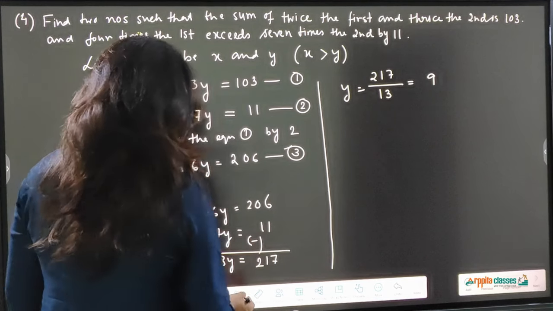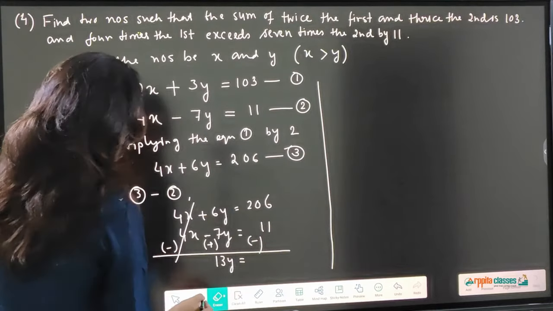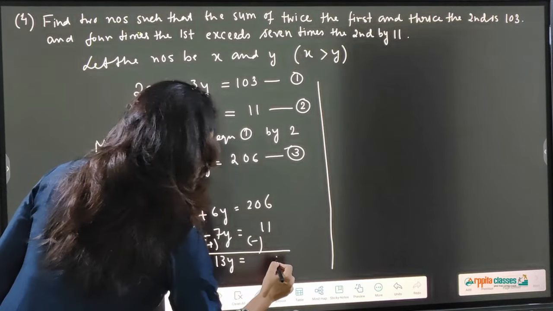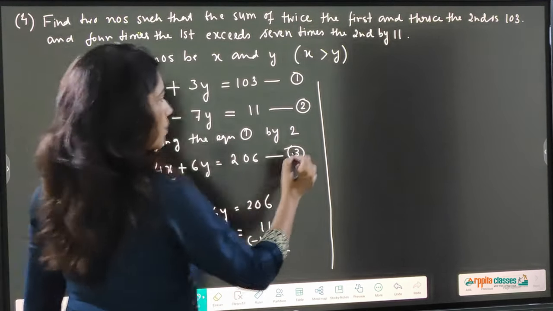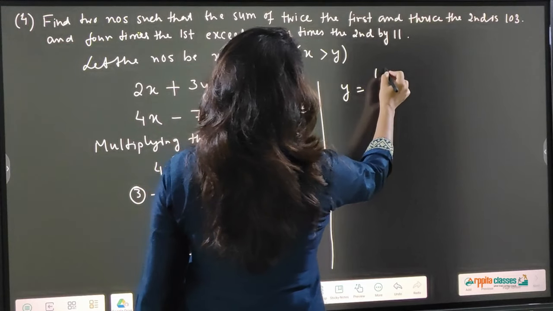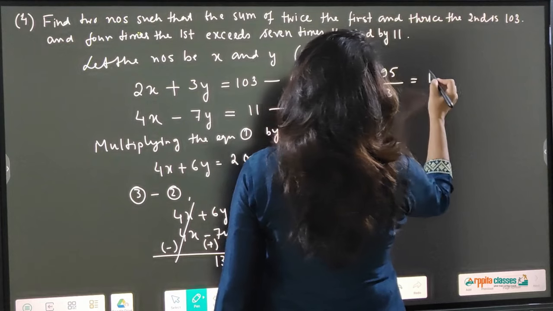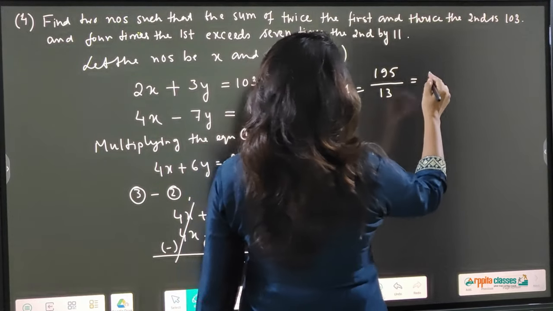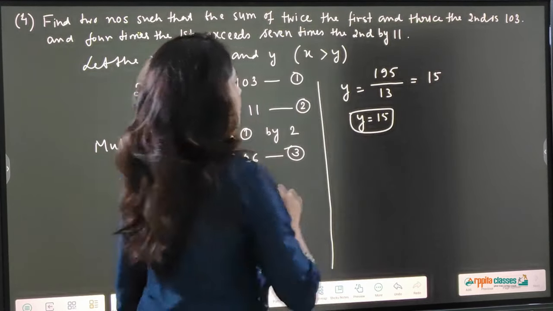This is minus. Oh, I'm really sorry. This is minus. This is minus. Okay. So this is 5, 9, and 1. 195. So y is equal to 195 upon 13. So that is 13. 1 is 13. So 5, 15. So y is coming 15. So the value of y we got is 15.